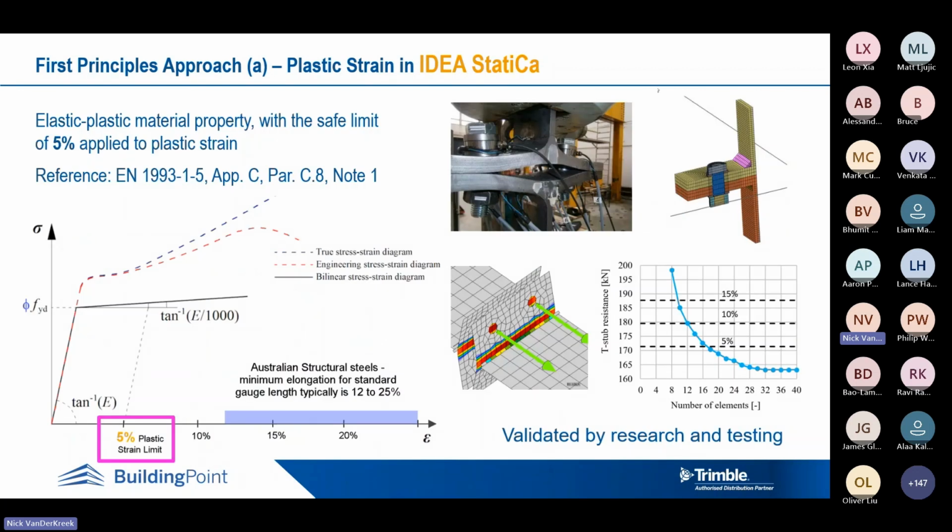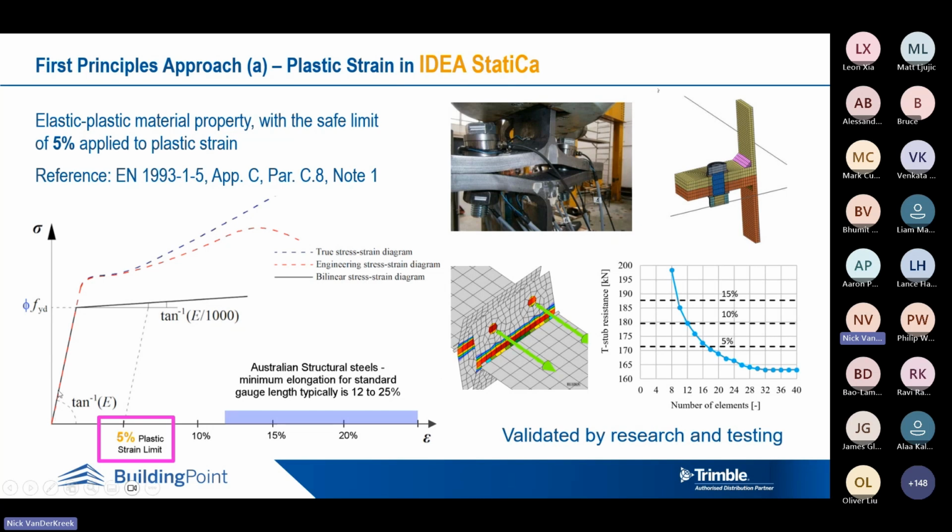And the limit that is utilised in the software comes from the Eurocode. It was extensively tested, full-scale tests, research models, extensive validation, and this 5% plastic strain limit has been adopted globally in the software, all code regions, as a key limit for checking a very fundamental aspect of plate type elements, including parts of cross sections within the connection zone.